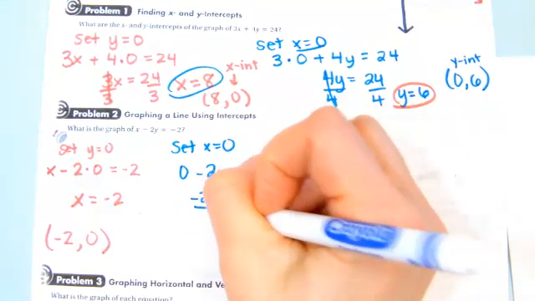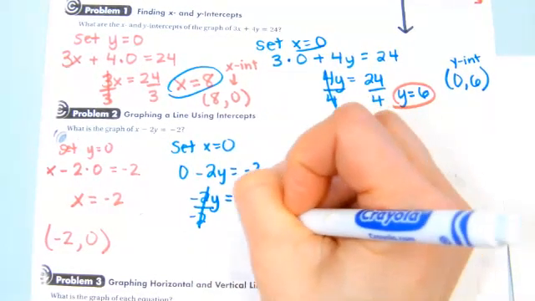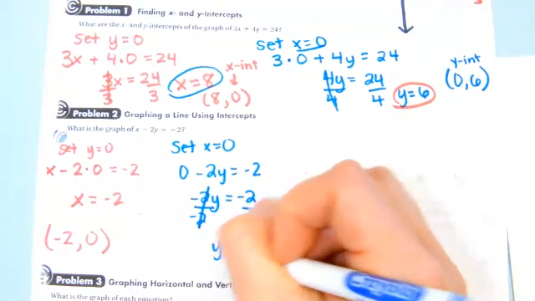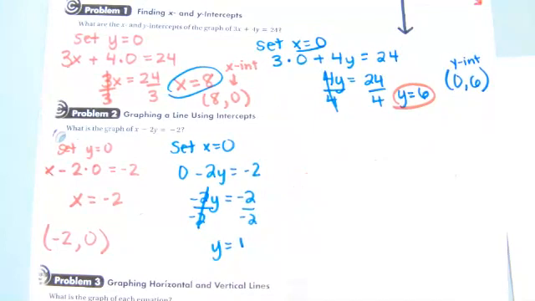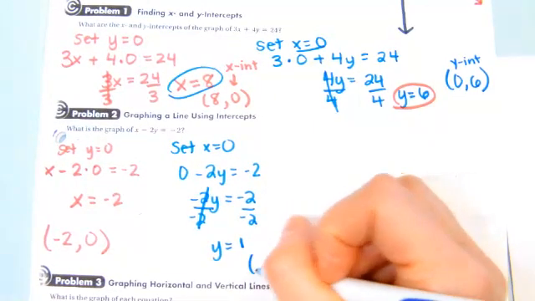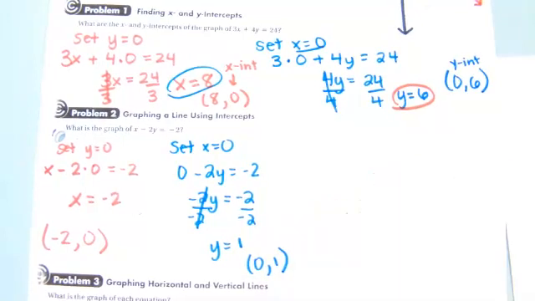Divide, yes. Divide by negative 2. Y equals what? 1. So as an ordered pair, raise your hand if you know the ordered pair if they asked you for it. Go ahead. 0, 1.